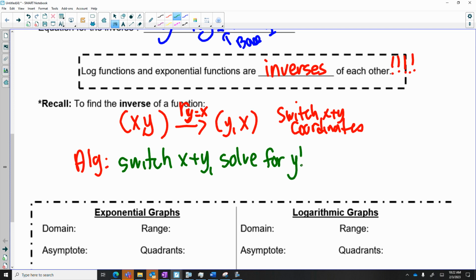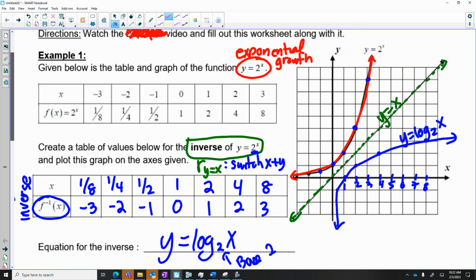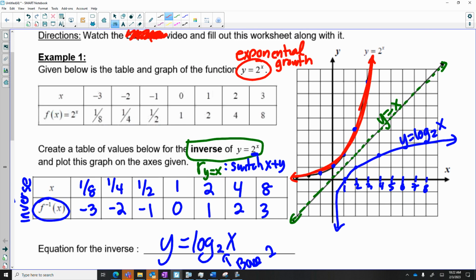All right, so that's that. So now because we know that they're inverses, it turns out that everything about them is going to switch, because if x and y switch, basically everything else is going to switch as well. Okay, so for the exponential graph, which remember if you look above was this y equals 2 to the x here, the domain was all real numbers, or -infinity to infinity, and the range was actually 0 to infinity, because there was a horizontal asymptote at y equals 0, the x-axis.